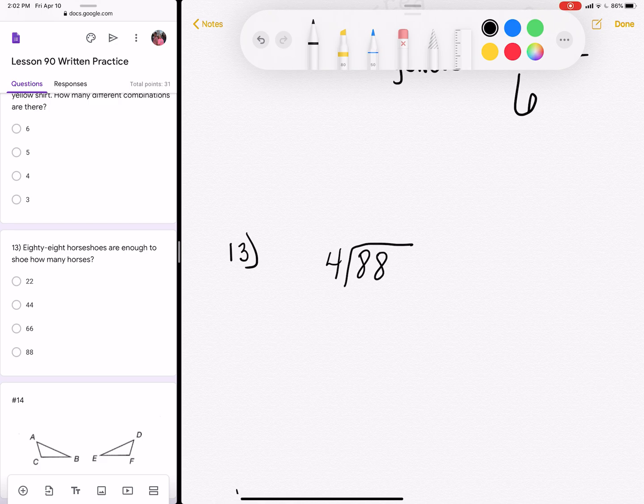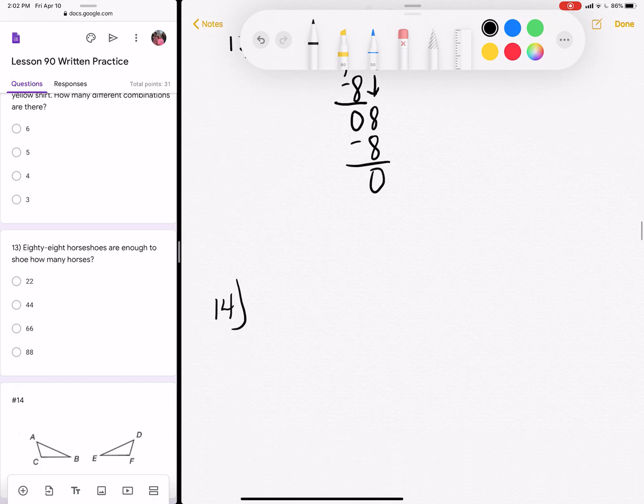13. 88 horseshoes are enough to shoe how many horses? So horses have how many hooves? 4. So you go and divide 88 divided by 4. 4 goes into 8 2 times. 2 times 4 is 8. 8 minus 8 is 0. And then bring down the next digit. It's also 8. How many 4s are in 8 again? 2 times 4 is 8. No remainder, nothing left to bring down. So the answer is 22 horses that you could shoe with 88 horseshoes.